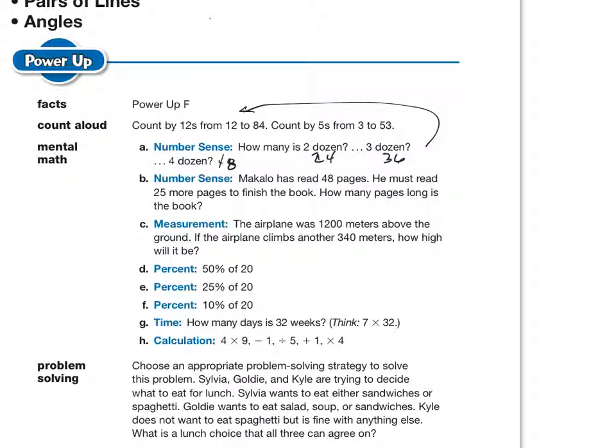Michaelo has 48 pages. He must read 25 more pages to finish his book. How many pages long is the book? 48 plus 25 is close to 75. This is less than 75, so it's 73.